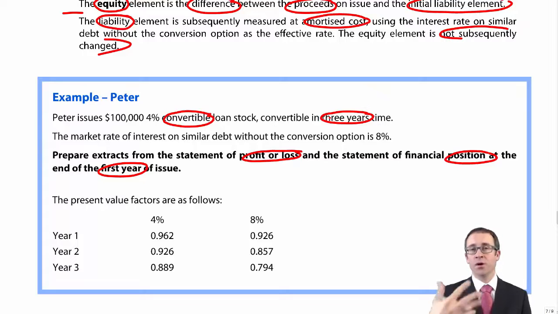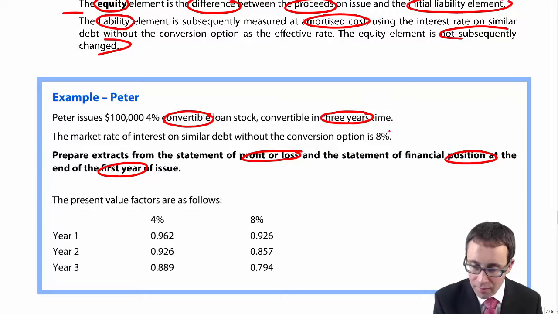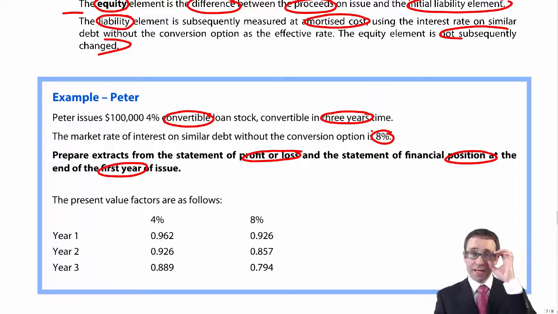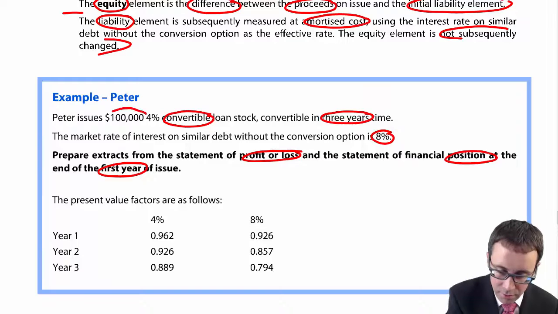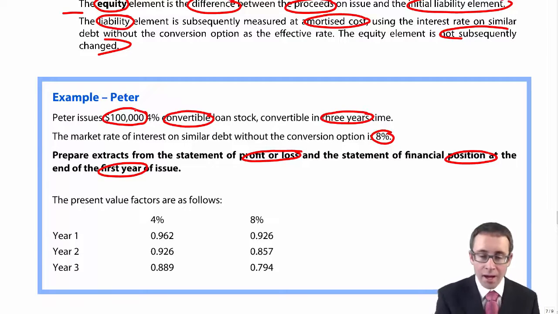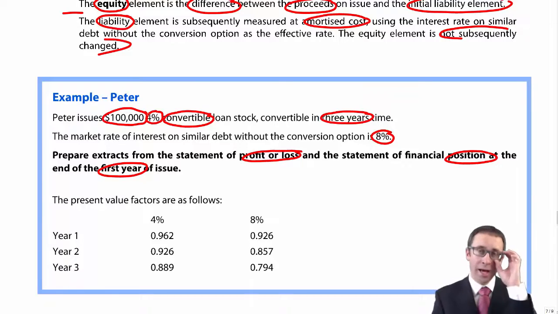So when we're doing any discounting to work out the liability element, we're going to have to discount for 3 years. The market rate of interest on similar debt without the conversion option. So the discount rate essentially, or the market rate of interest, is 8%. So the cash flows you need to discount back are the redemption value, which is par value at 100,000, and the annual interest is 4%, isn't it, on that 100,000.